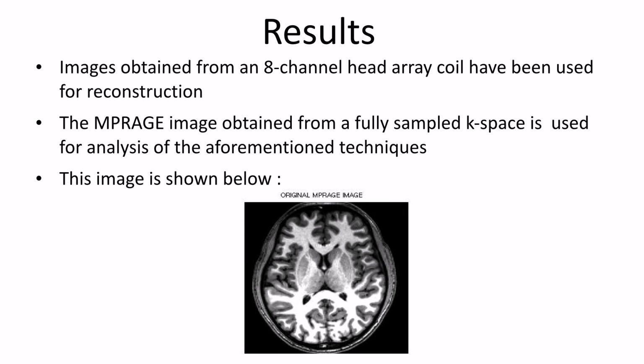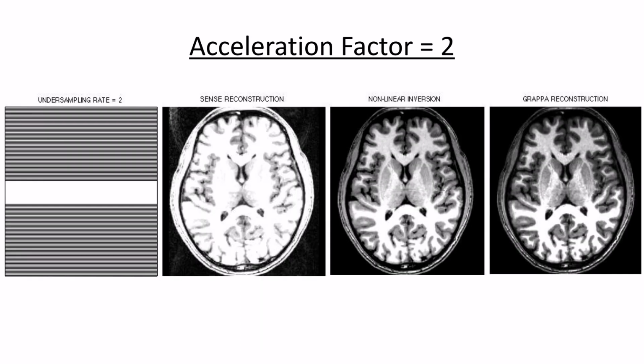I implemented all 3 techniques discussed before in MATLAB by using images obtained from an 8-channel head array coil. This is the original MP-RAGE image taken from a fully sampled K-space and is used for the analysis of different techniques of reconstruction from undersampled K-space. All the techniques use auto-calibration, where the central area of the K-space is fully sampled, whereas the rest of K-space is undersampled. Here, the acceleration factor is 2.